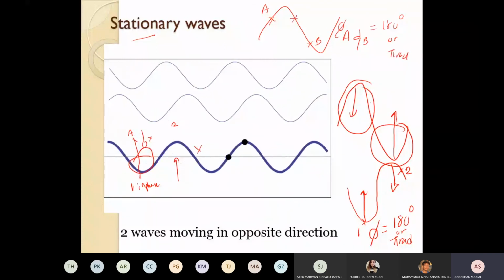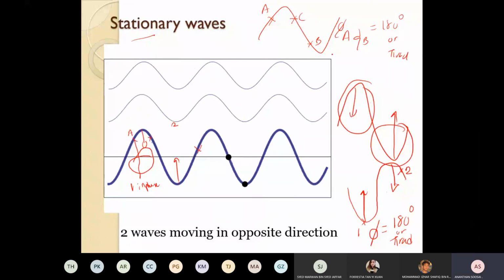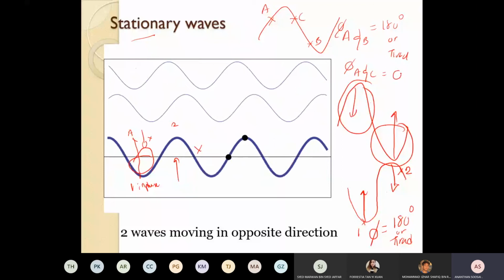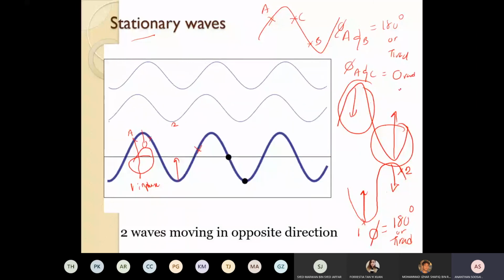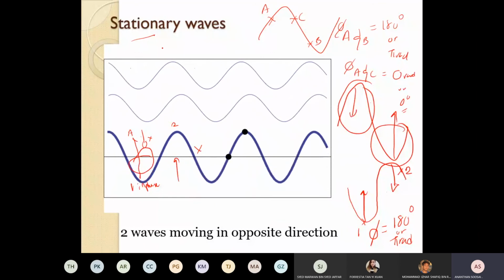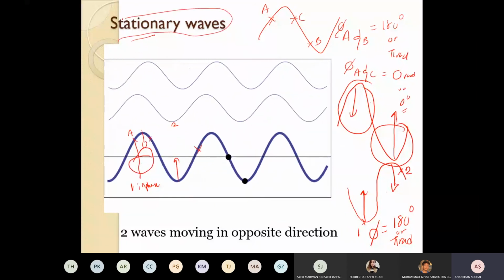If A and C are two particles in the same loop, and I ask what is the phase difference between A and C, then it should be 0 radian, or you can say 0 degrees. They are in phase. A and C are in phase, but only if it's a stationary wave.